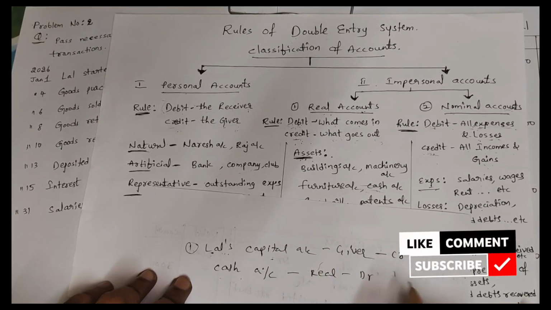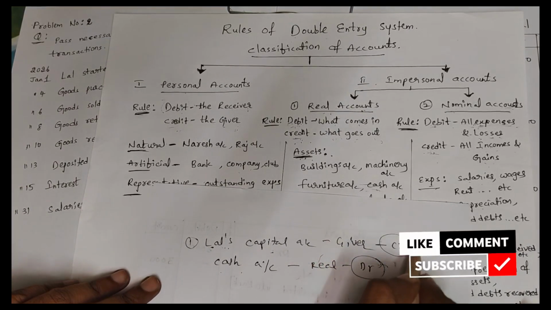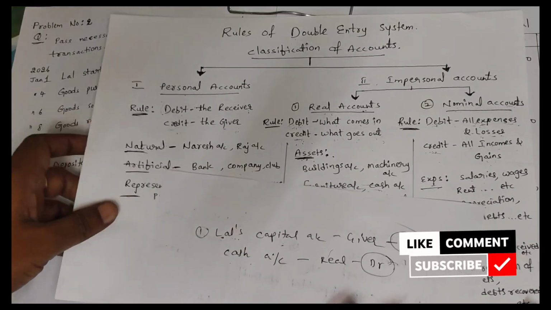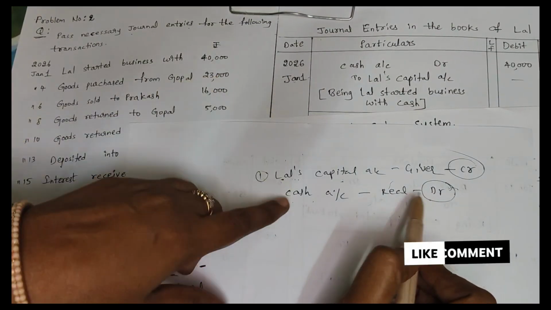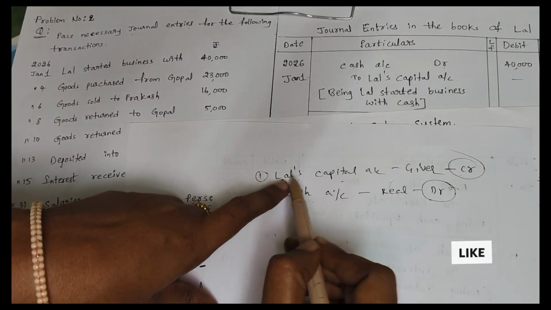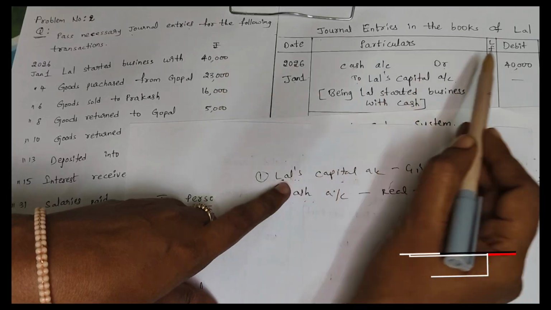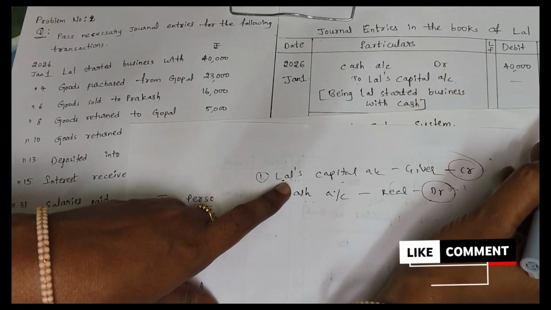So how to write the journal entry? First we need to write the debit aspect, then the credit aspect. So our entry should be: debit aspect is cash account, debit to credit aspect, Lal's capital account. What is the amount? 40,000. So debit 40,000 as well as credit 40,000.